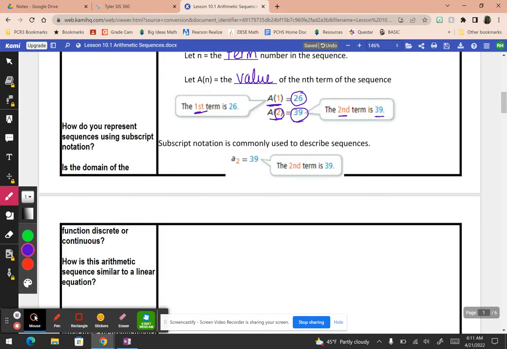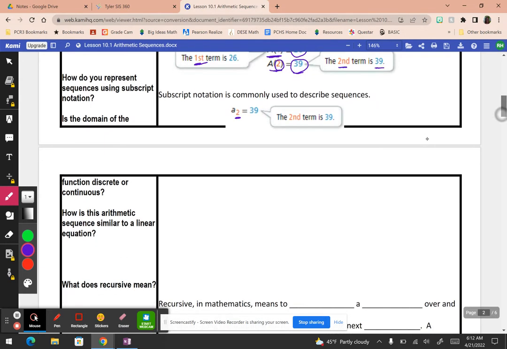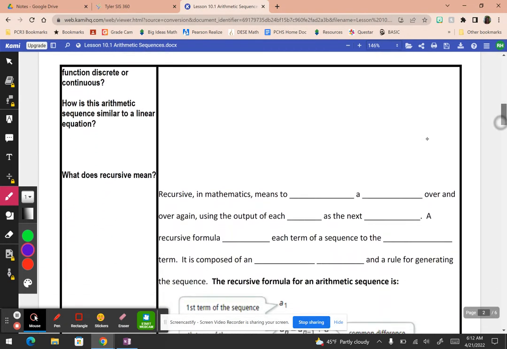We use subscripts. Subscripts are these little numbers here, right? When it drops down, the opposite would be like an exponent that's a superscript. Okay. And subscripts kind of tell us what term we're talking about in the sequence.